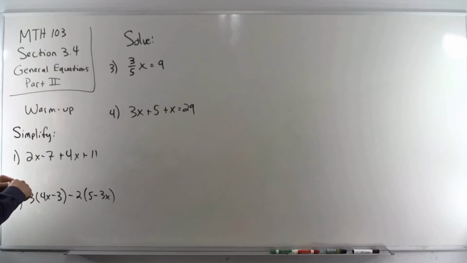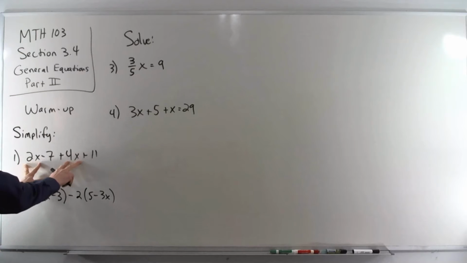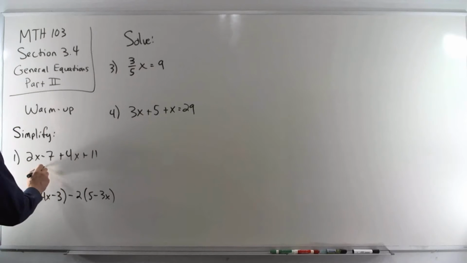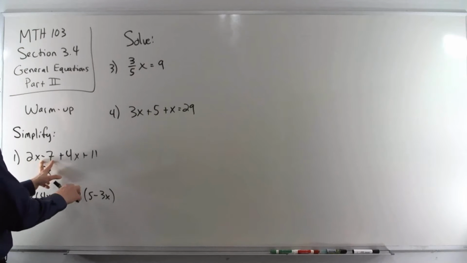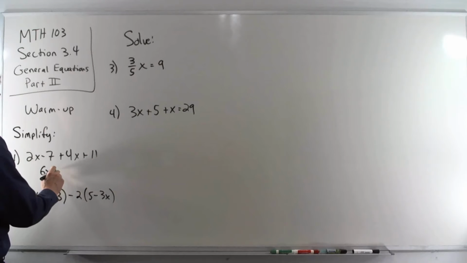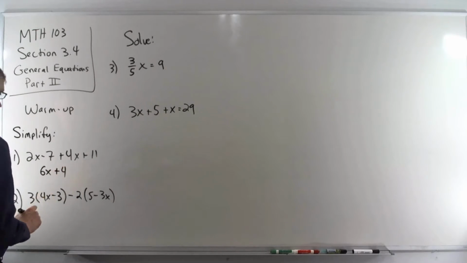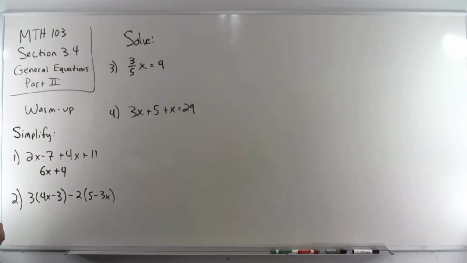Warm-up number one, we're simplifying. So we're going to combine like terms. Recall the like terms are those with the same variable part. So we're going to combine the x's together. 2x and 4x, so that is 6x. And now we're going to combine the constants together. -7 and 11. So that expression simplifies to 6x plus 4.